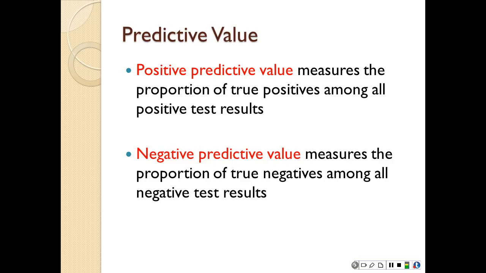Positive predictive value, we're saying, okay, given that we know you have a positive test, how likely is it that you actually have the disease? And negative predictive value is essentially the opposite. Given that we know you had a negative test, how likely is it that you do not have the disease?